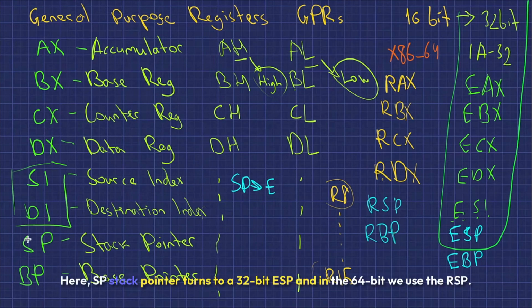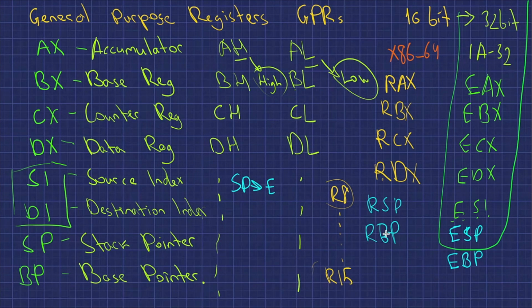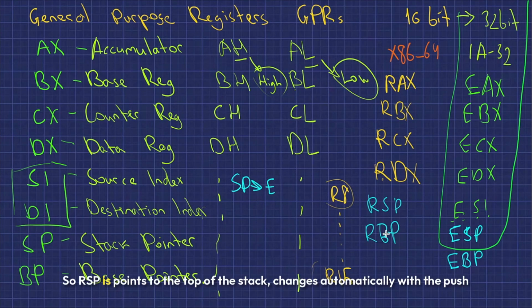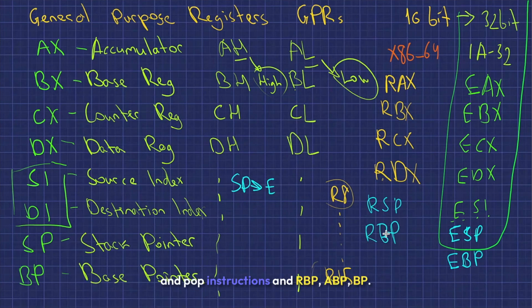Here, SP, the stack pointer, turns into the 32-bit ESP, and in 64-bit we use RSP. RSP points to the top of the stack and changes automatically with the push and pop instructions. RBP, EBP, BP, these are the base pointer, used to reference the stack frame, which we will use in function calls.